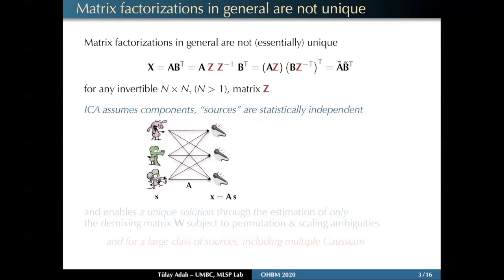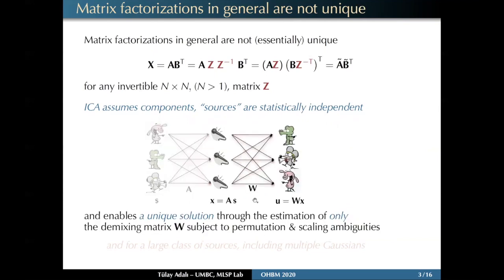Now, with ICA, I start with this linear mixing model, and the basic assumption is the underlying components, which I call sources within the ICA terminology, are statistically independent. Then, given the observations, those mixtures under this linear mixing assumption, I can uniquely identify these sources, subject to permutation and scaling ambiguity, of course, through estimation of a single demixing matrix W. And this is true. I have these uniqueness guarantees for a large class of sources, including multiple Gaussians.